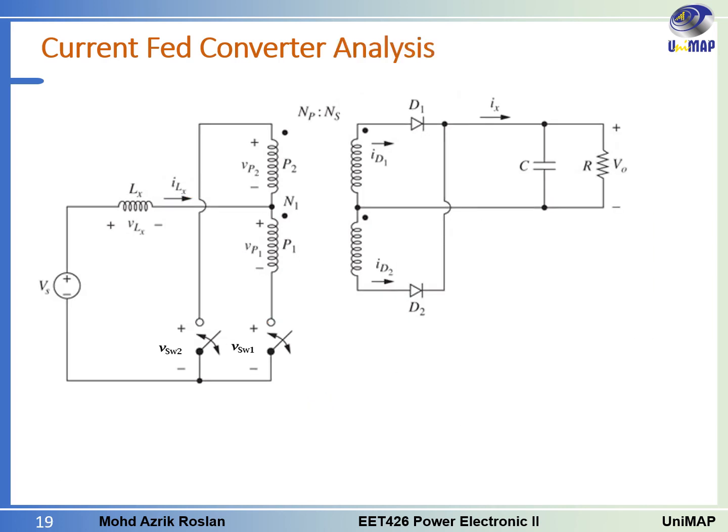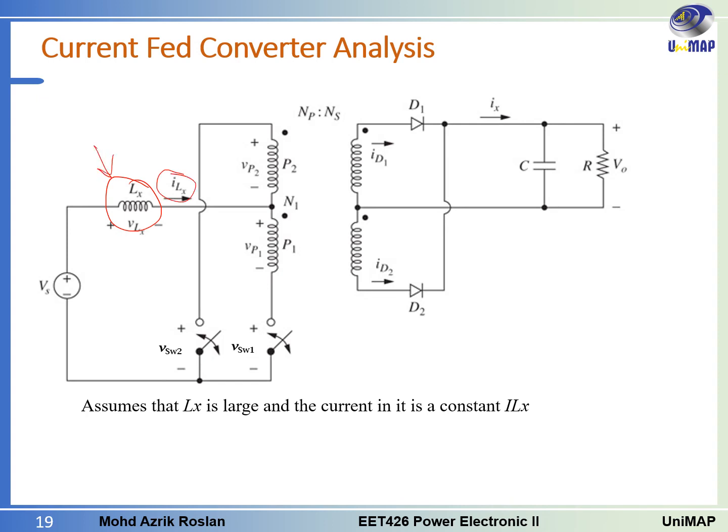Now we move to the current fed converter analysis. We want to find the equations related to this converter, but to do that we have to make some assumptions. The first one is that the value of LX here is very large, so the current in it is a constant ILX. This one will be constant because the inductance is large. We also assume that the transformer is ideal.